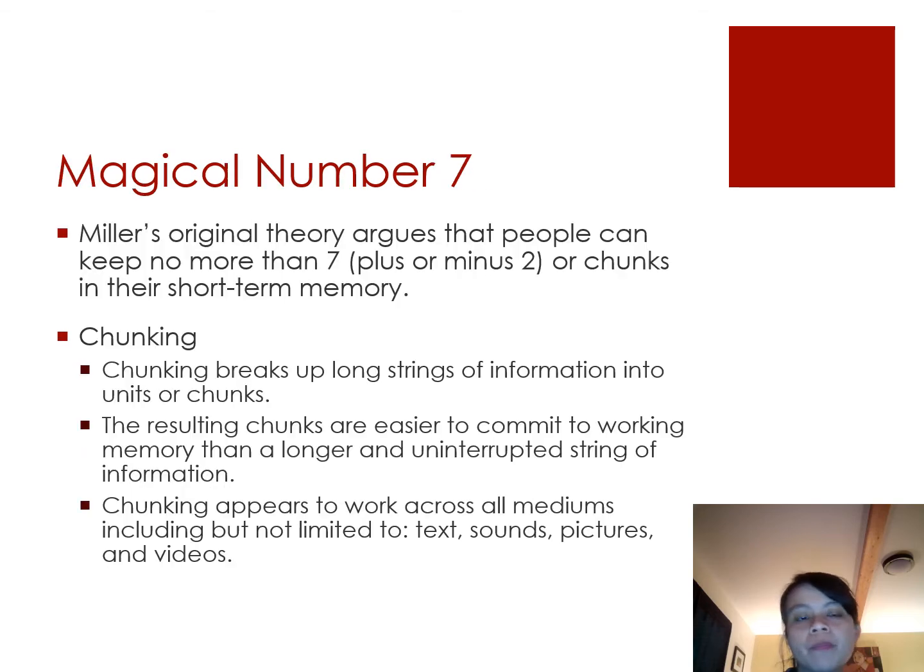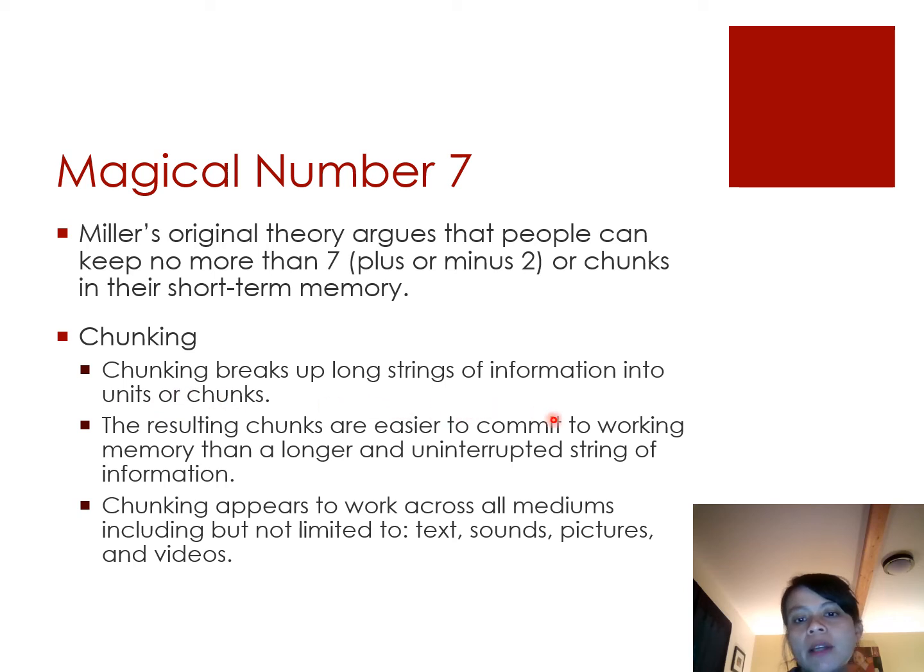Okay. Next is the magical number 7. This comes from Miller's original theory, which argues that people can keep no more than 7, plus or minus 2, depending on the person, chunks of memory in their short-term memory. The first example I showed you was not overloading information. Instead of having 12 links, you can group them, chunk them into 4, and under each there'll be 3 more. So the number is never more than 7. So that's the idea of chunking here.